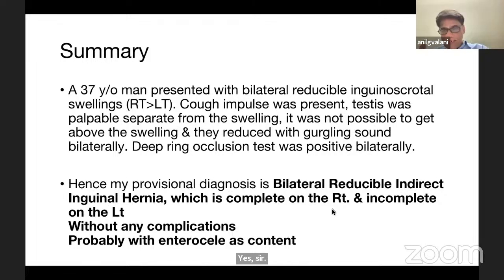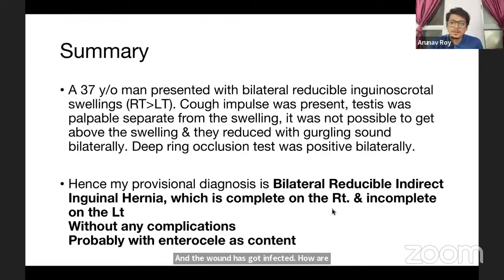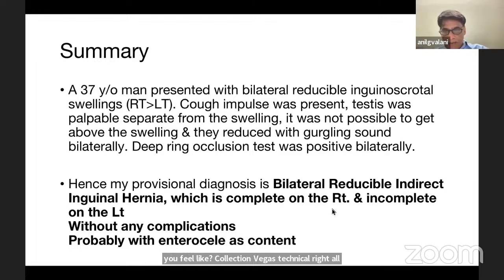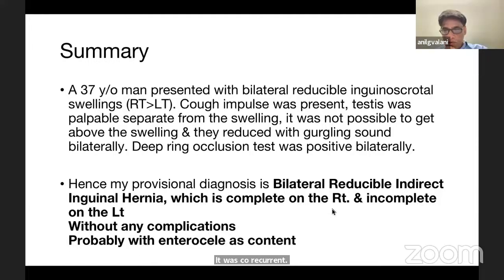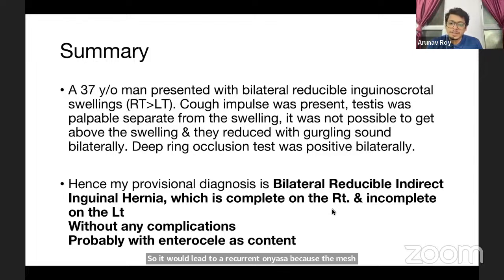One other question is coming to my mind. Supposing inguinal hernia open surgery has been done and the wound has got infected. Are you following? Infection, pus coming out, all that got cured with antibiotics and ultimately everything has closed down. So there is a lot of fibrosis because of infection. Would it lead to a recurrent hernia? It would lead to a recurrent hernia, sir, because the mesh will also reduce in size, and so it won't cover the defect adequately, sir.